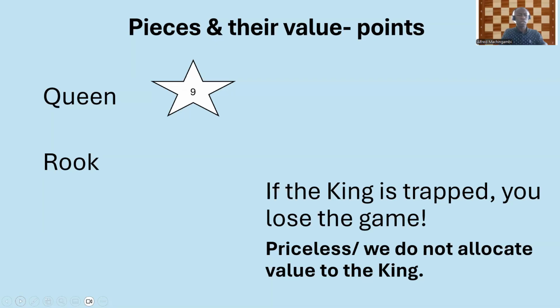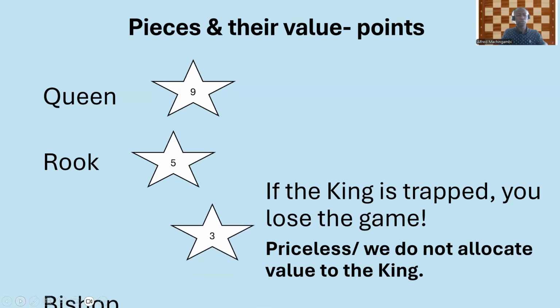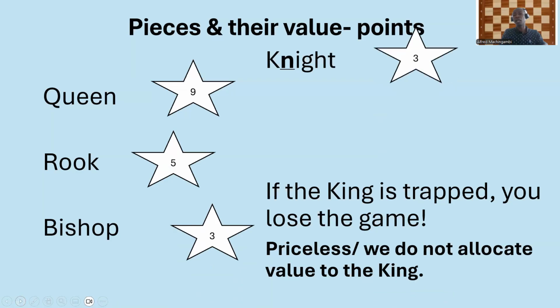We're looking at the rook. The rook has 5 points allocated. Then we look at the bishop. The bishop has 3 points allocated. Same applies with the knight. The knight also has 3 points allocated as a piece. We also look at the pawn. A pawn is only worth 1 point.